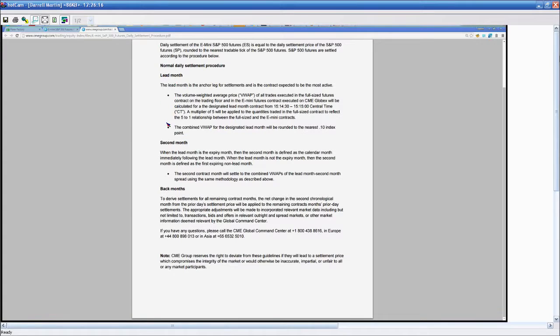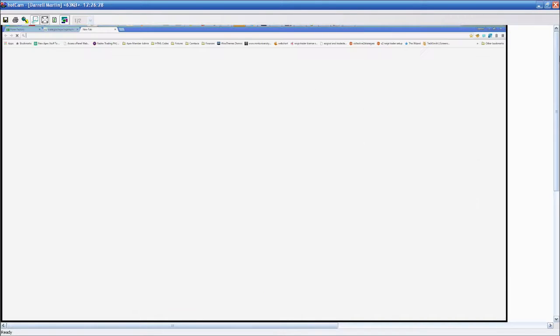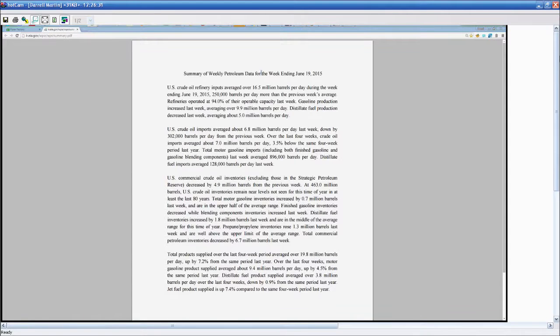So what does that mean? What does that VWAP mean? How does that actually work? And I think I have, let's see, let me pull up over here. Give me 1 second. I think I have an actual example of how this process works. Right over here.